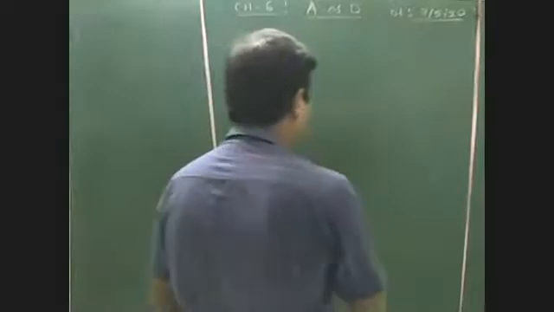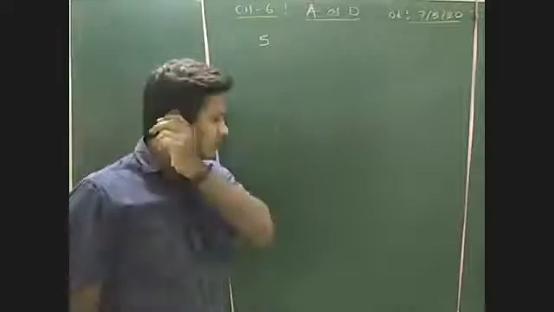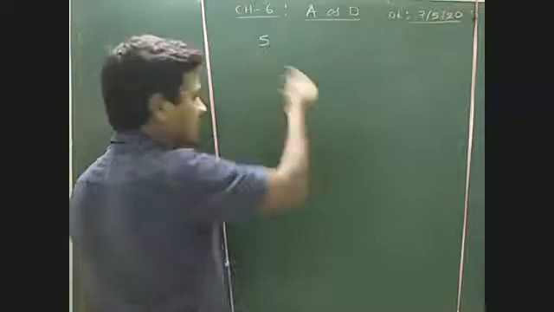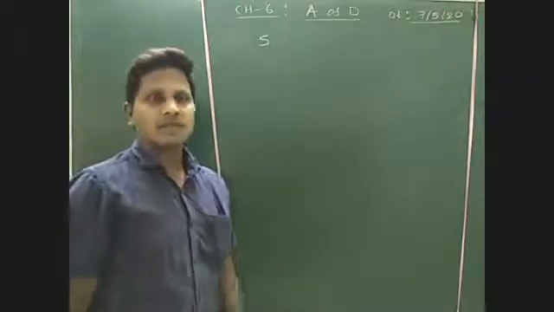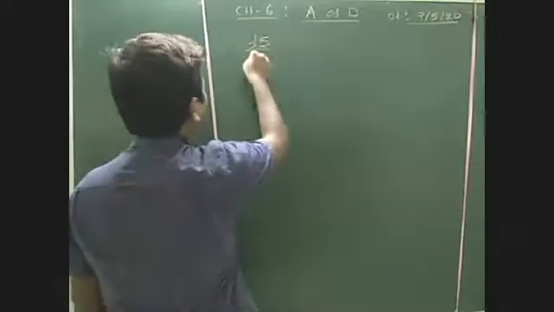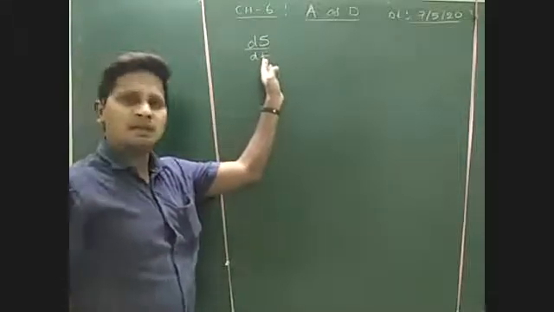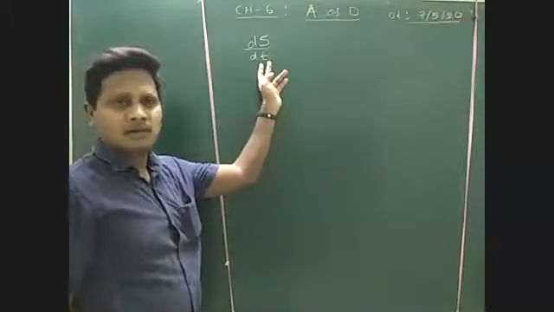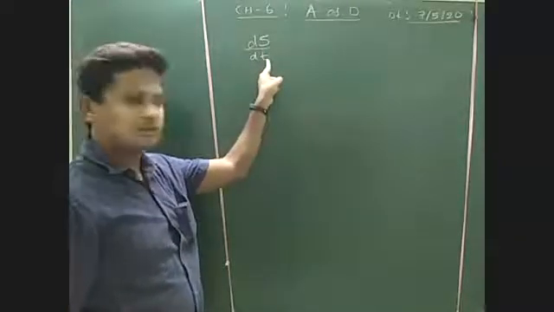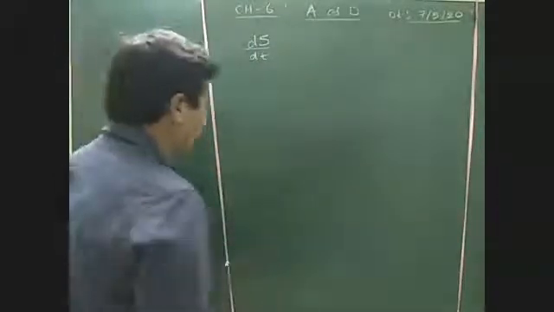For example, let us take S is the distance. S will represent the distance, and the rate of change of distance with respect to time can be denoted by ds by dt. Here t is time; t may be seconds, minutes, or hours. The rate of change of distance with respect to time can be written as ds by dt.